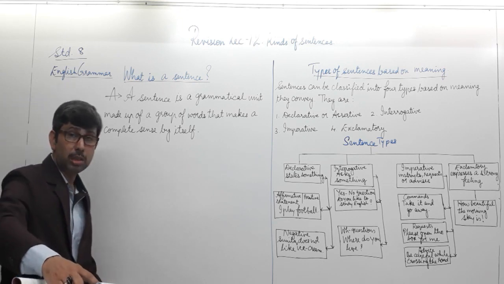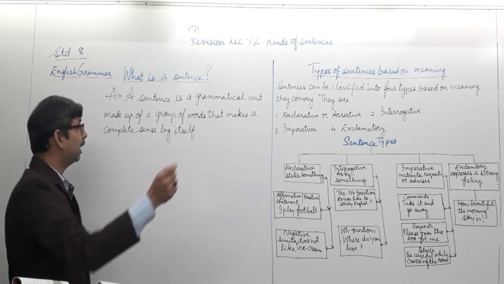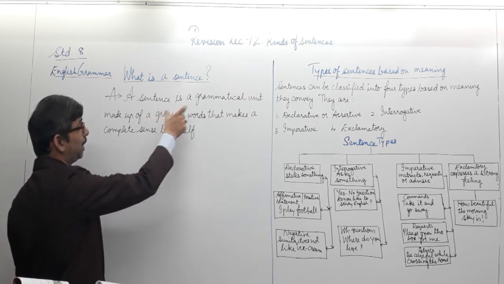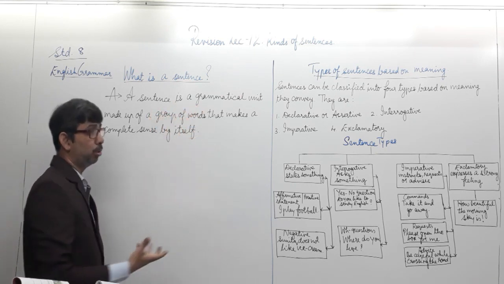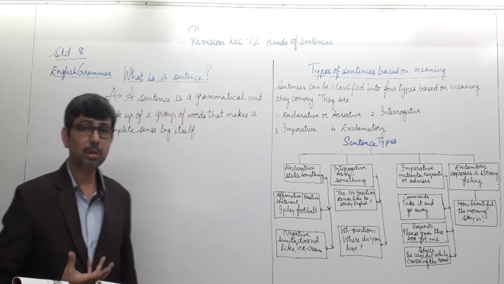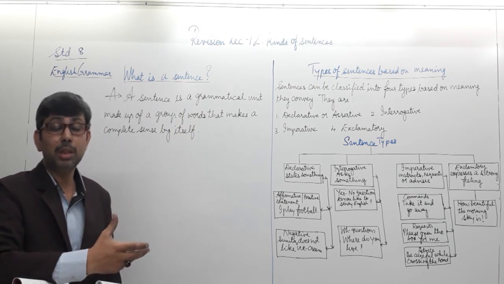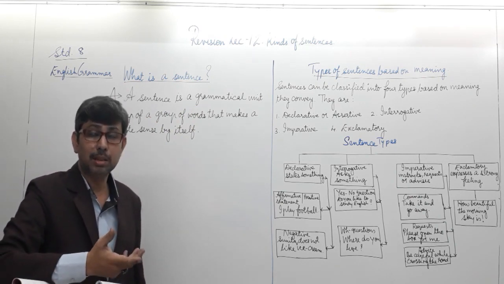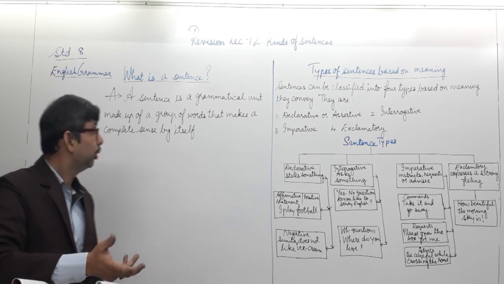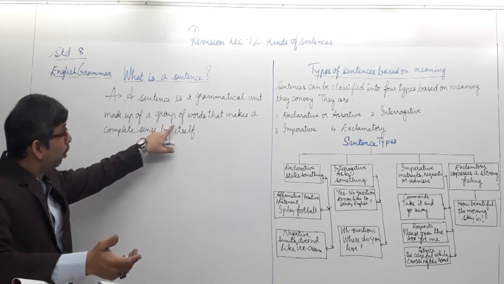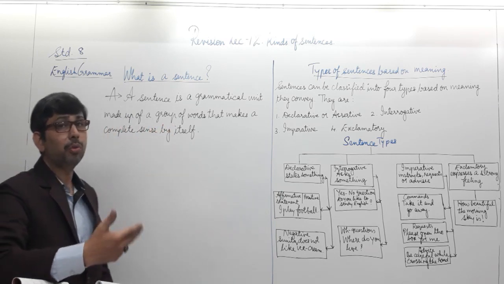You might have acknowledged this earlier too. Just a kind of explanation: a sentence is a grammatical unit. We use different grammar concepts in a sentence. We use the different parts of speech in a sentence. That is why we say grammatical unit, made up of a group of words. We have different kinds of words inside it.